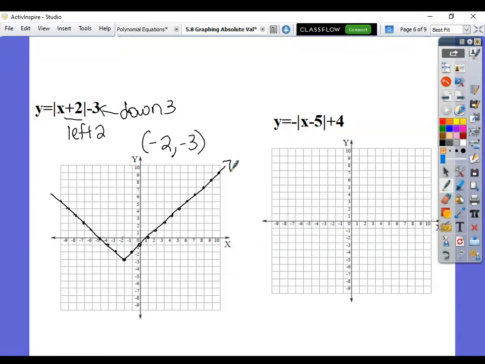Over here, first off, notice it is negative there. So that means it's going to be a reflection. Instead of being up like this, it's going to be down. Remember that minus 5 moves it to the right 5 and up 4. So you're going to plot a point at (5, 4). And then remember, the negative makes it go down. So you're going to draw your V going down. It's got to look like a mountain, not a V.